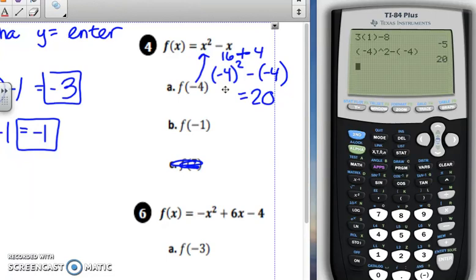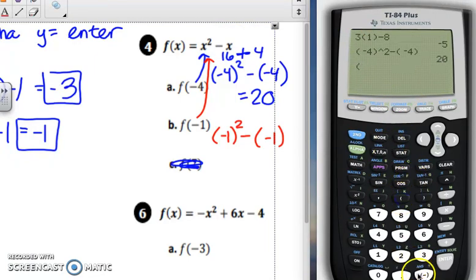Okay, let's try substituting this -1 in up here. So again, you're going to have parentheses around the -1 and then squared. Subtract, you need the x value, so -1. Okay, so I'll show you how to type that in using the squared button now. So parentheses, -1, parentheses, squared, minus parentheses, -1. Okay, so we should have gotten a 2.